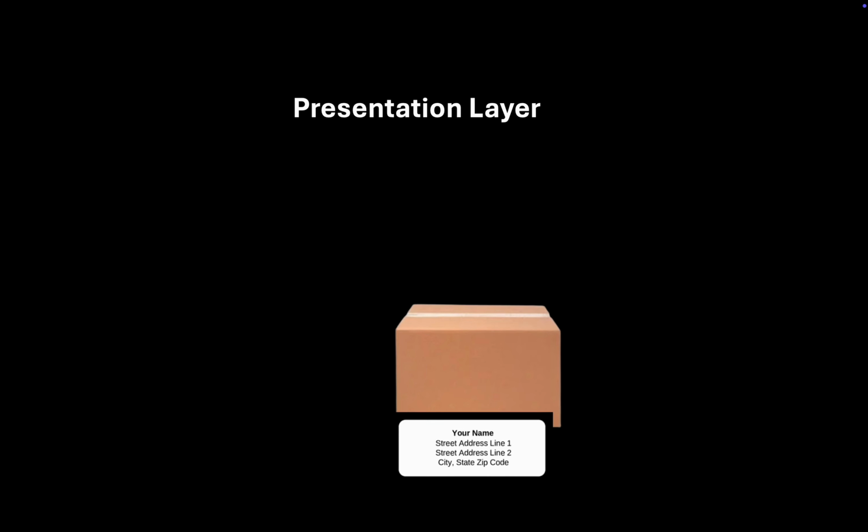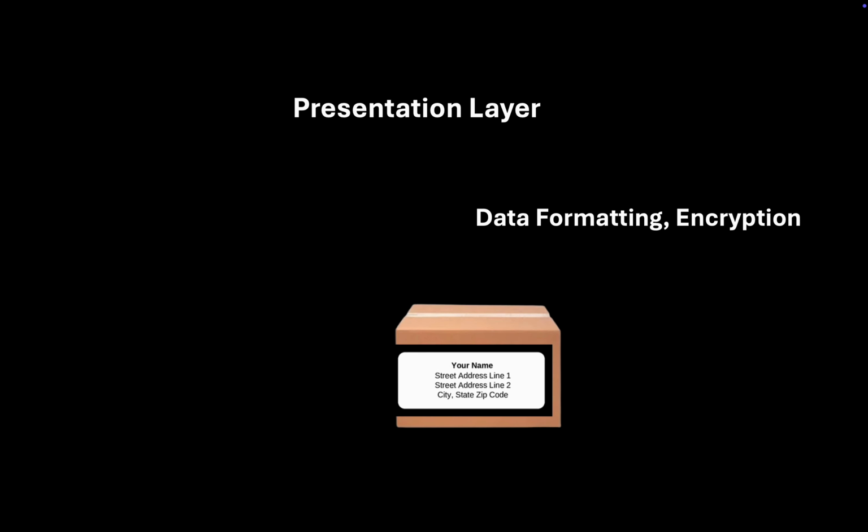Now the next layer is the presentation layer. Consider in a post office, your postal letters will be sealed inside a box and the address will be labeled. So this is where data formatting and encryption comes in, because you can't leave the post as it is, right? It has to be properly presented.